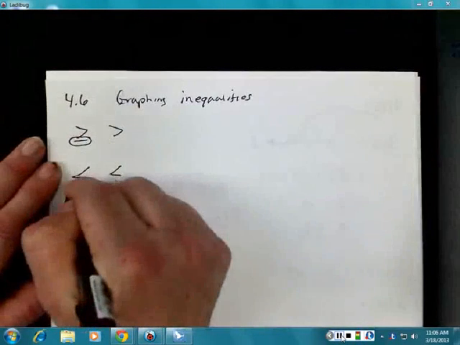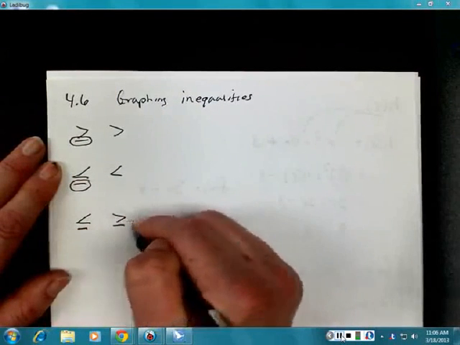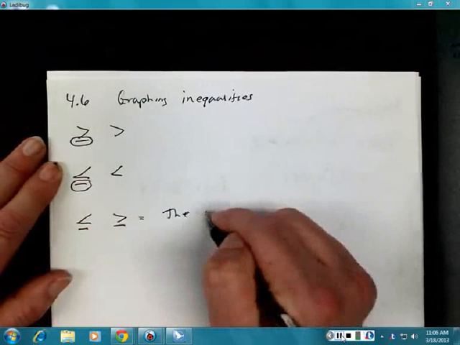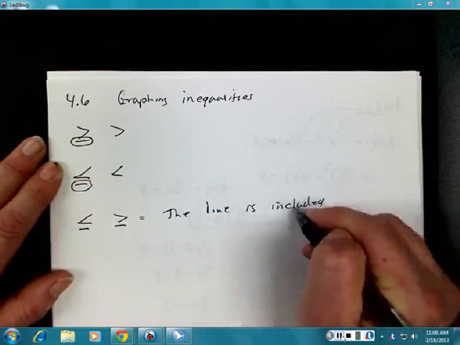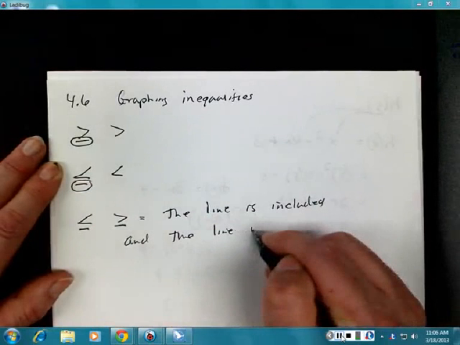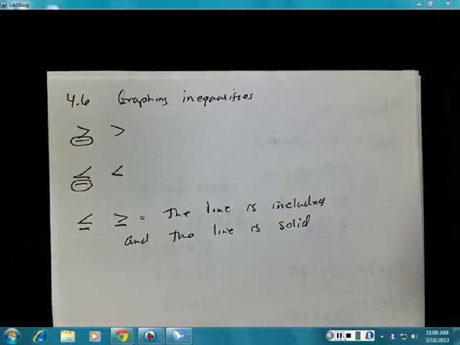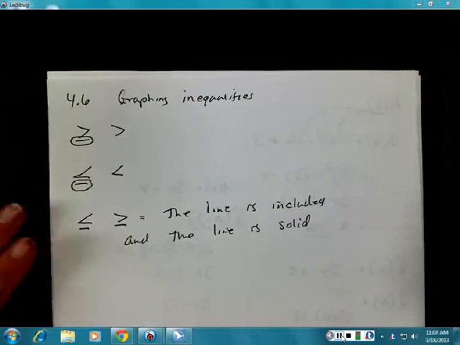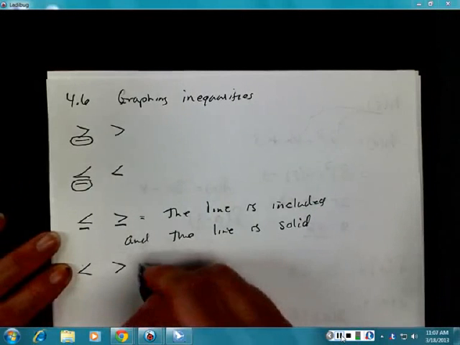And when we graph these, the equals means that the line is included. So if you have a less than or equal to or a greater than or equal to, the line is included and the line is solid. Now the reason I say that is because Hawks will give you an equation of a line to graph, and it will ask you whether your line is solid or dotted.